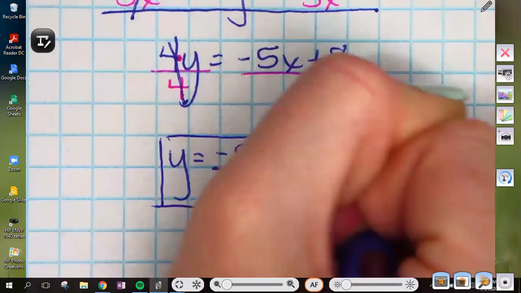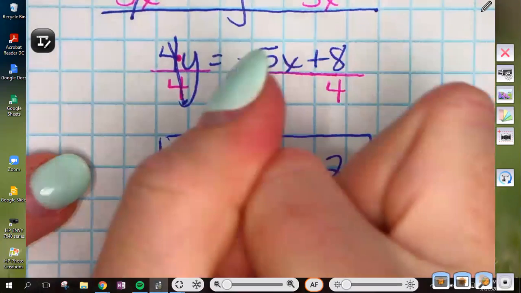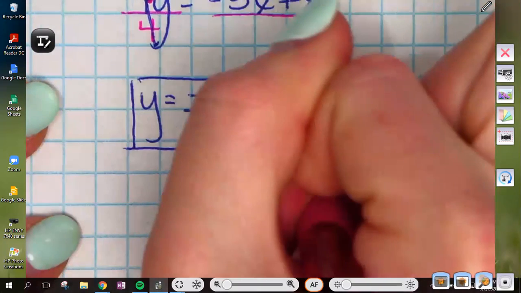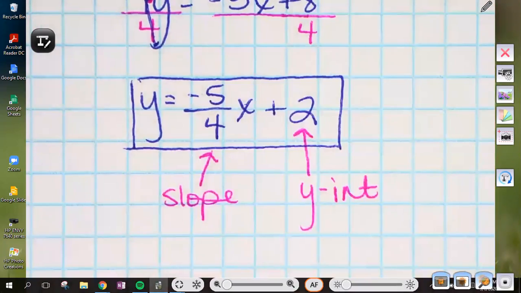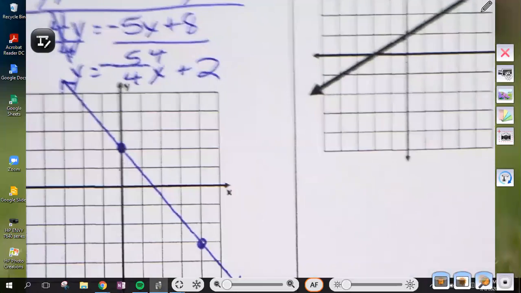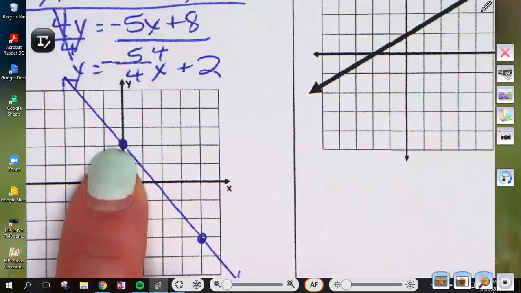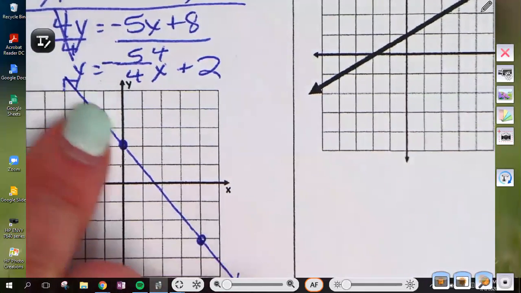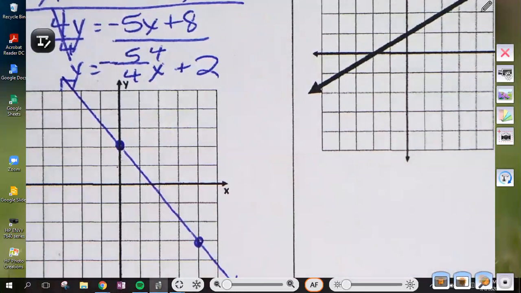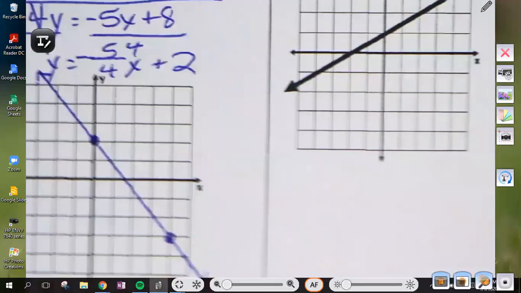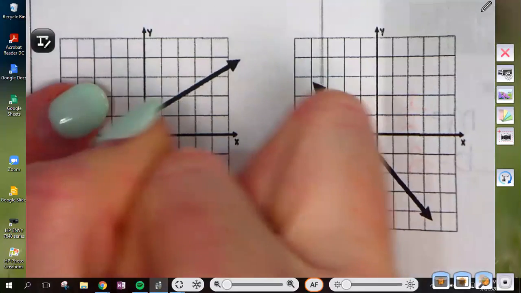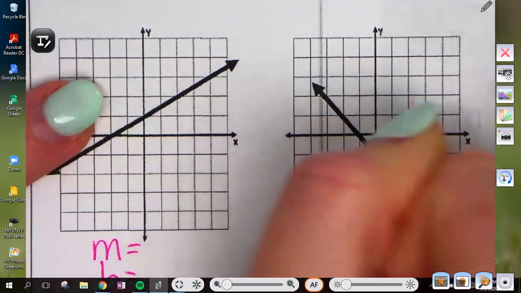Do I have everything I need to graph? My slope is what? -5/4, and my y-intercept is what? 2. So if I go back to my graph, +2, I'm going to go down 5/4. Once again, it's a negative slope, so it's decreasing. Okay, last 3, you need to find the slope and the y-intercept in order to write the equation.